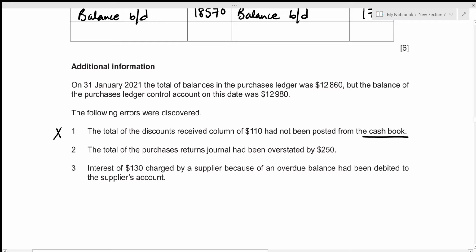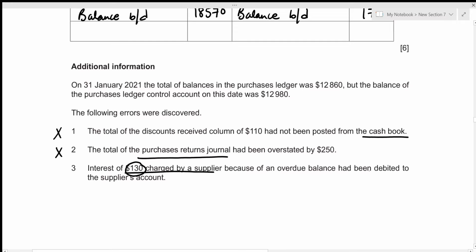Secondly, we're given that the total of the purchases returns journal had been overstated by 250. Again, this is an information relating to purchases returns journal, but not the purchases journal. And since we're talking about purchases ledger, the amount on it will only be affected by any errors relating to purchases journal, but not purchases returns journal. So we can completely ignore the second error as well. Now, thirdly, we're given that the interest of 130 charged by a supplier because of an overdue. So since this interest is charged by a supplier, we need to pay this interest, right?